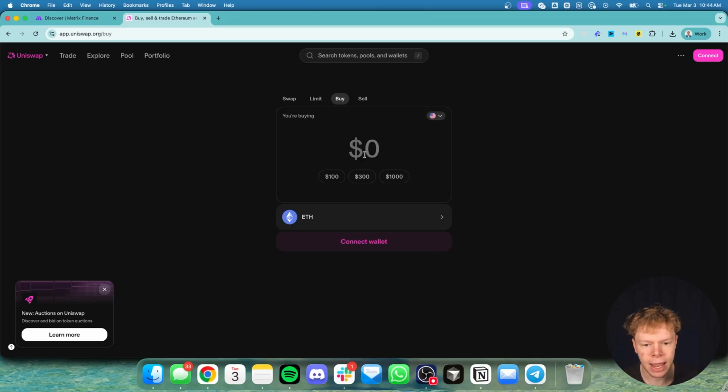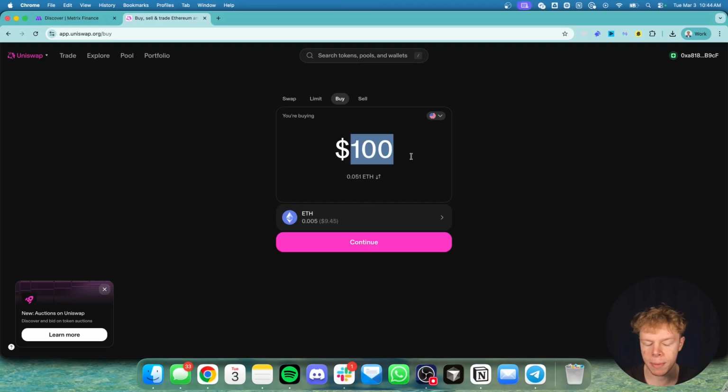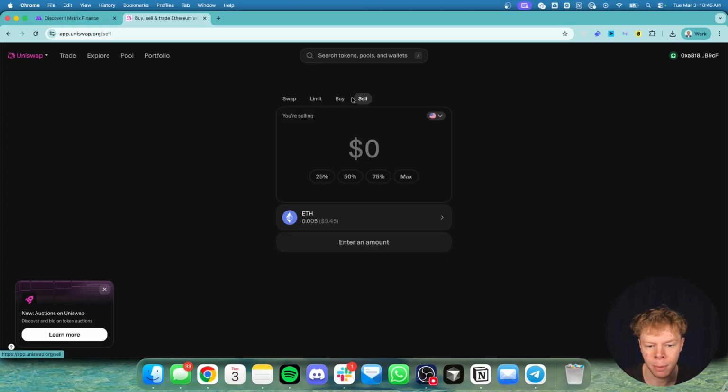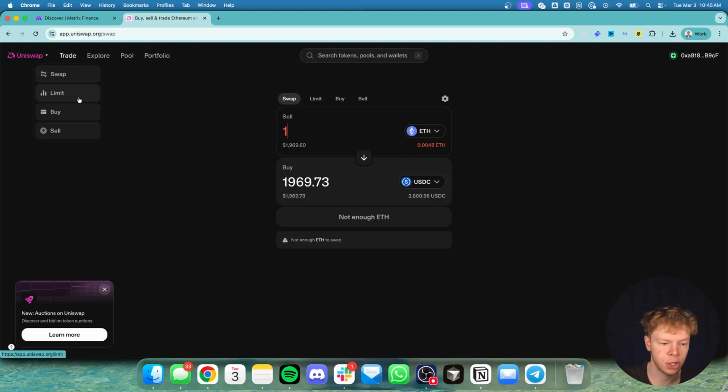Next thing is buy as well as sell. These ones are relatively simple. You're essentially on-ramping capital here. So I'd essentially buy $100 of, let's just say, Ethereum. It would allow me to pay through MoonPay, Stripe, Robinhood, Coinbase, any option. This is a way to on-ramp as well as off-ramp capital. For the most part, I do not use this because I use a different mechanism for actually purchasing and off-ramping crypto. But that right there is going to be the trade section of Uniswap.